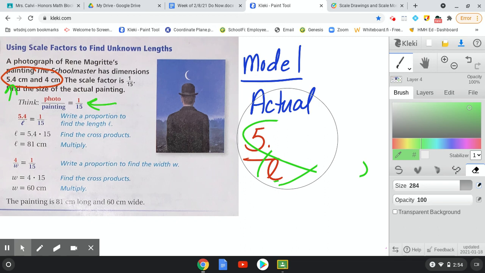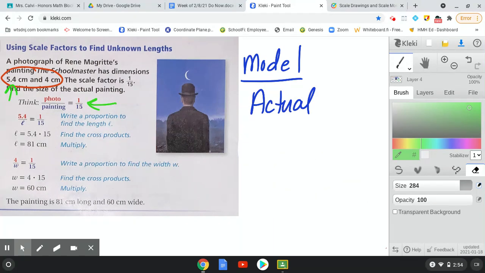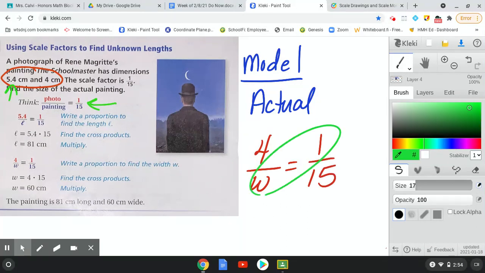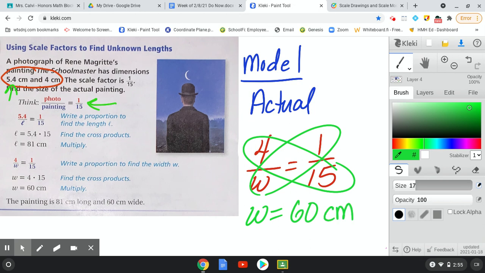So we're just going to erase. And we know that the photo or the model was 4 centimeters wide, over W. We don't know the actual width. That's our unknown. That's what we're looking to find out. And we know that there's a scale factor of 1/15. So again, we are going to cross multiply. 1 times W will just give me W. 15 times 4, that's going to give me 60. And we're talking centimeters here.